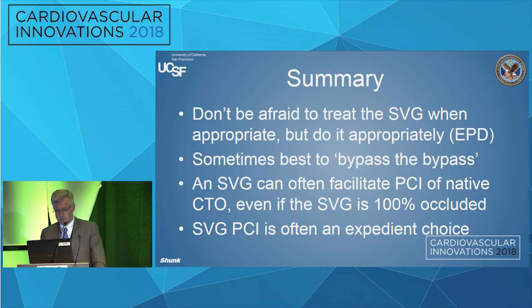A vein graft can often facilitate PCI of the native CTO, even if that vein is 100% occluded, and I think that's a good example. It goes very easily most of the time, and it's very efficient. And vein graft PCI is often an expedient choice.